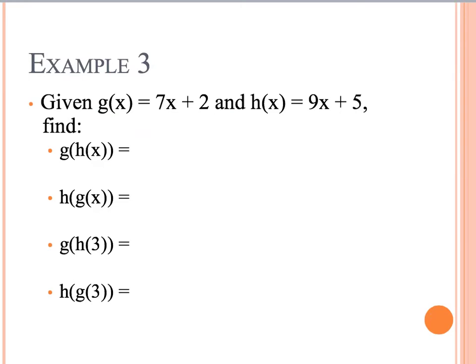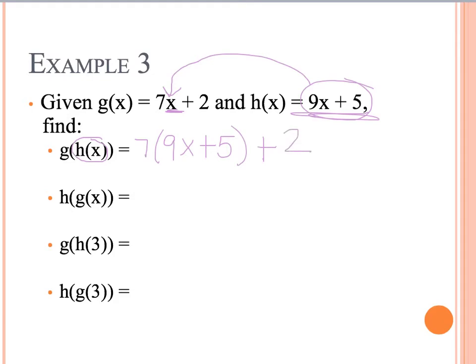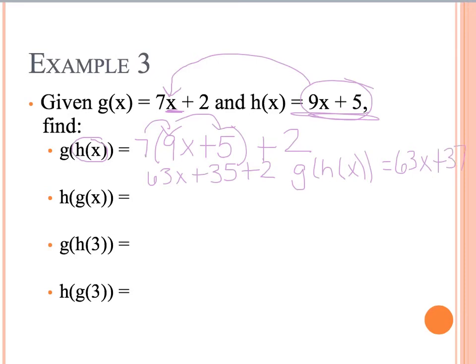We have g and h. I want to take my h of x function and put it inside my g of x function. So 7 times, instead of x, I'm going to put this whole function in, 9x plus 5, close parentheses, plus 2. And then distribute. 63x plus 35 plus 2. And so my g of h of x is equal to 63x plus 37.